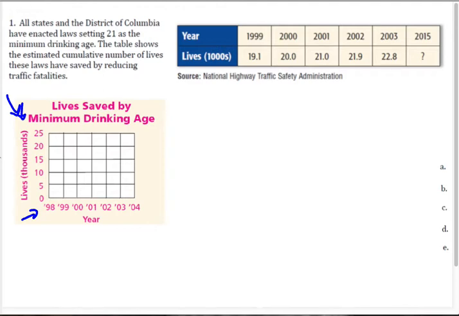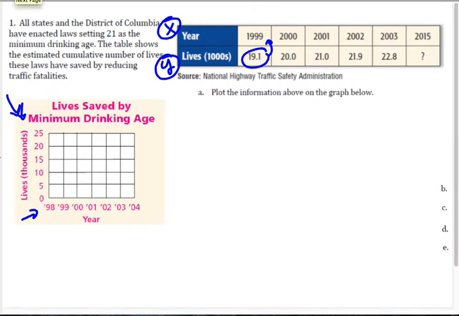And the reason is this. The number of lives saved depends on what year it is. So the number of lives saved is my dependent variable, or y. The year is your independent variable, so that's why it's on the x-axis. Okay, so let's get started.